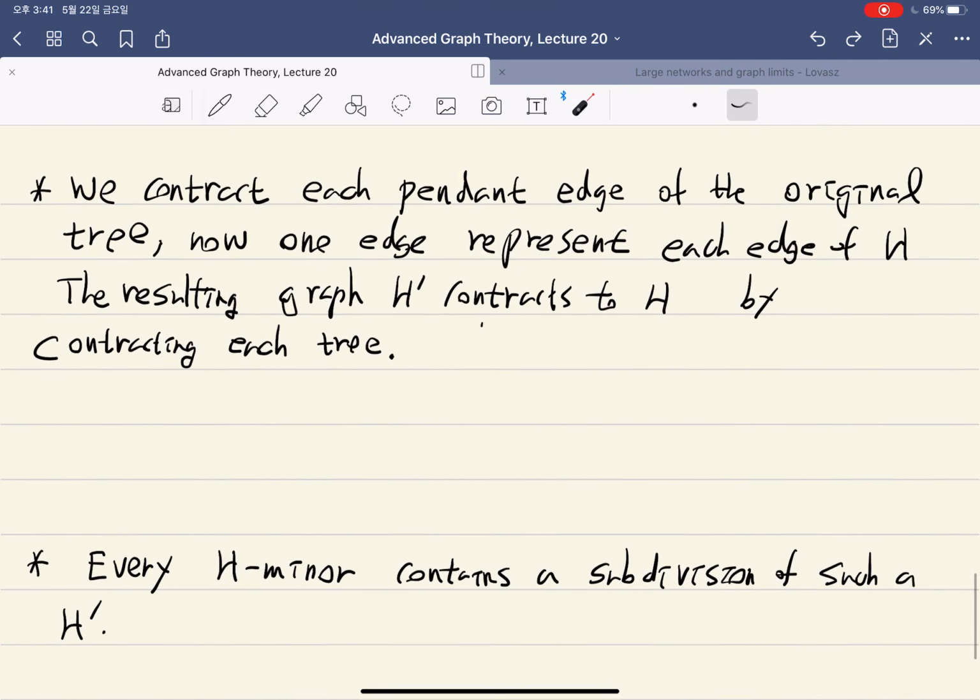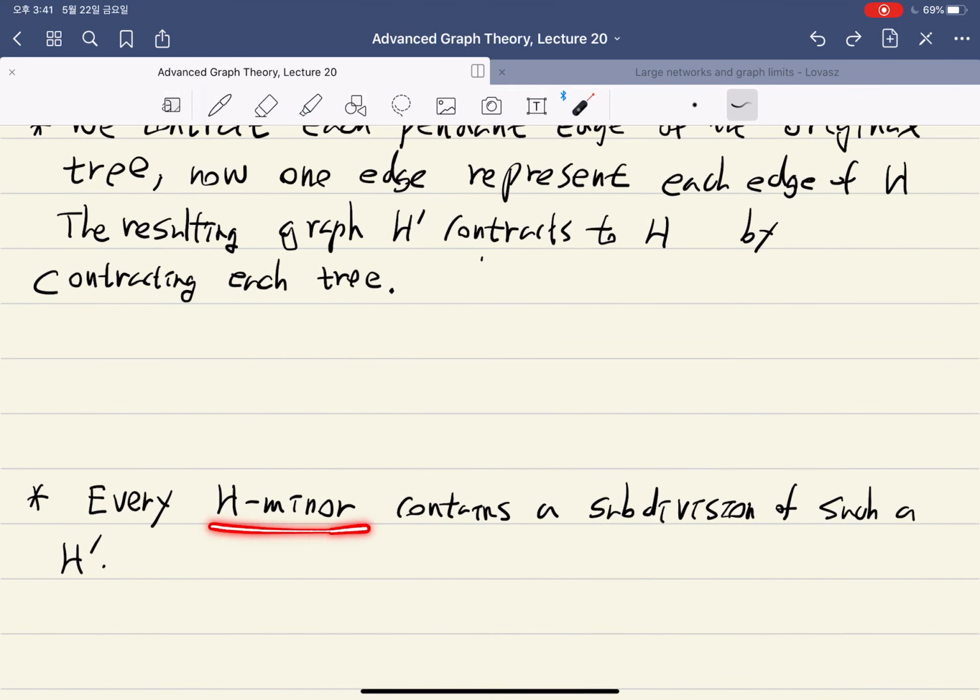And moreover, this shows that whenever we have an H minor in G, then G always contains a subdivision of such an H prime. One of the H primes; there are many H primes here. So this shows that if we want to check whether a given graph G contains an H minor, you can instead check whether it contains a subdivision of H prime.